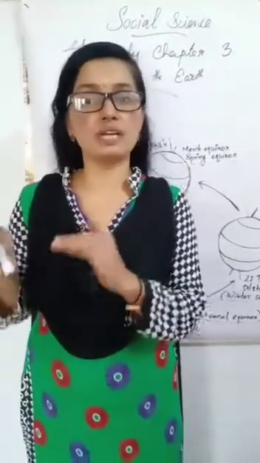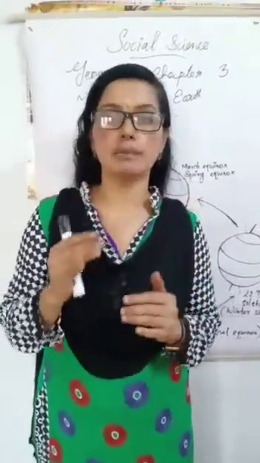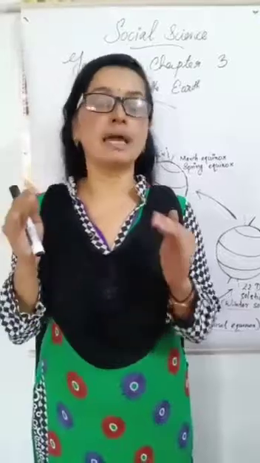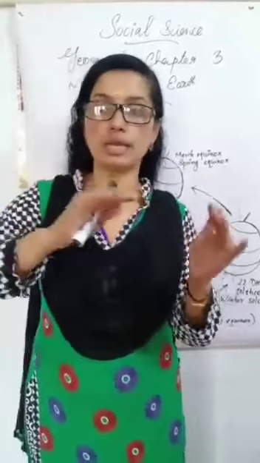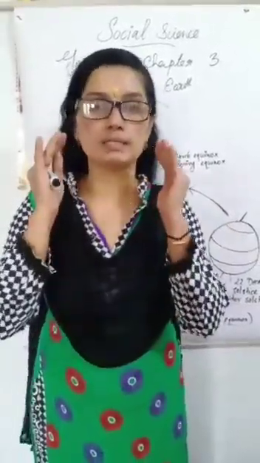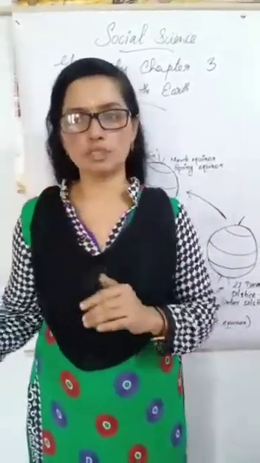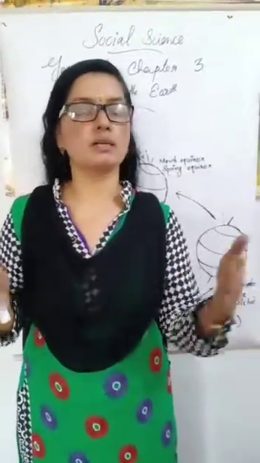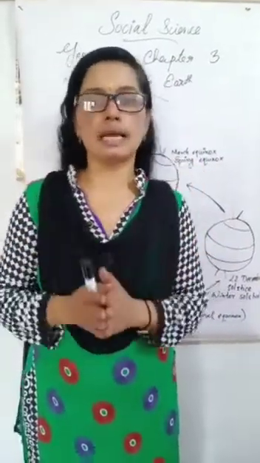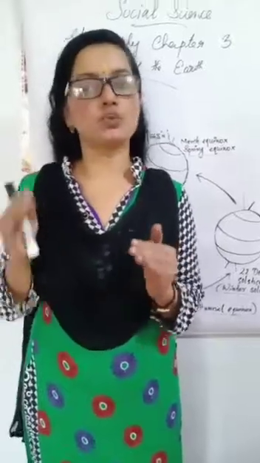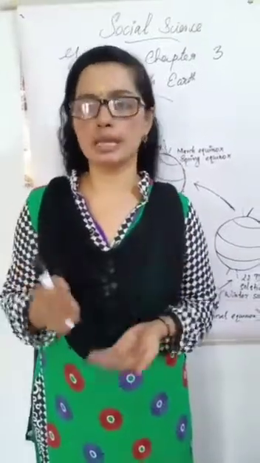When the northern hemisphere faces the sun, it receives direct sunrays. So it is summer in the northern hemisphere and winter in the opposite, the southern hemisphere. On the other hand, when the southern hemisphere tilts towards the sun, it gets direct sunrays. So it has summer while the northern hemisphere has winter.